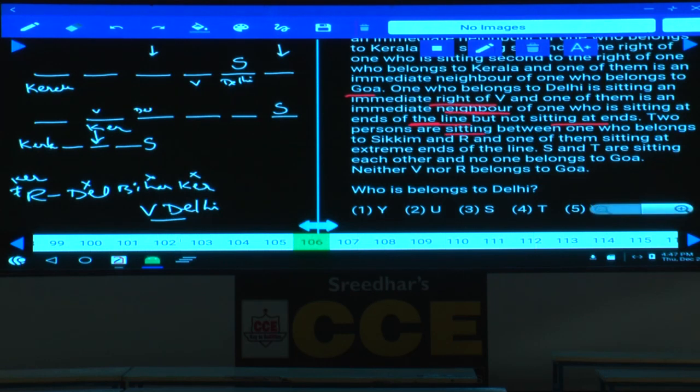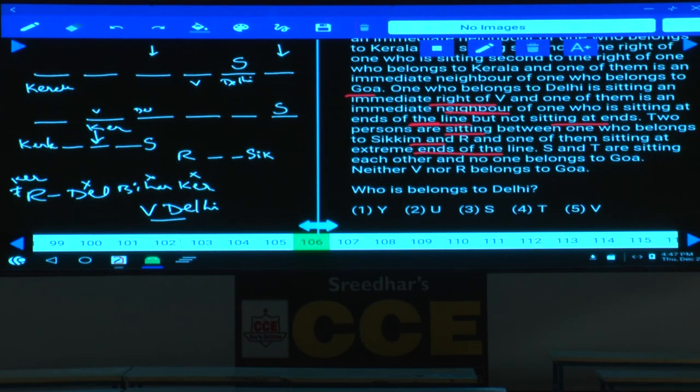And next one, two persons sit between the one who belongs to Sikkim and R. Between R and Sikkim, how many persons should we have? We should have exactly two persons between R and the one who belongs to Sikkim. And one of them is seated at the extreme ends of the line. Then what are the two possibilities here?